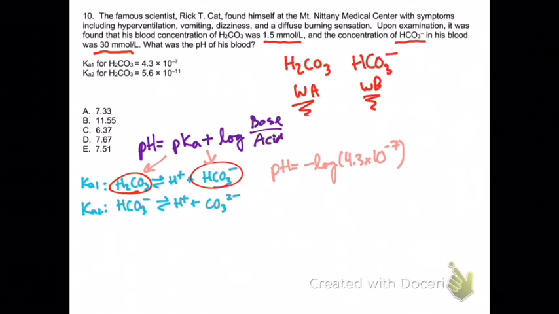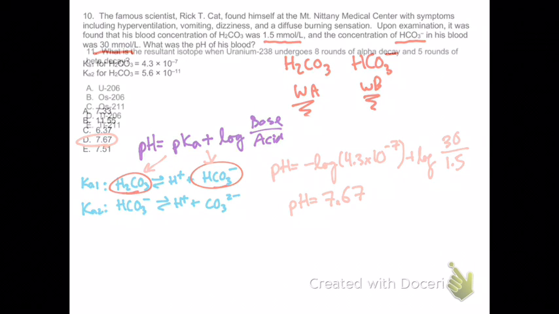Plus the log of base, which is our bicarbonate, which is 30 millimoles per liter, over our acid, which is 1.5 millimoles per liter. And when it's all said and done, we'll end up getting that pH is equal to 7.67. So it turns out that Rick T. Cat is experiencing some sort of alkalosis, because blood pH should be about 7.4. And if it gets much higher or much lower than that, problems occur.